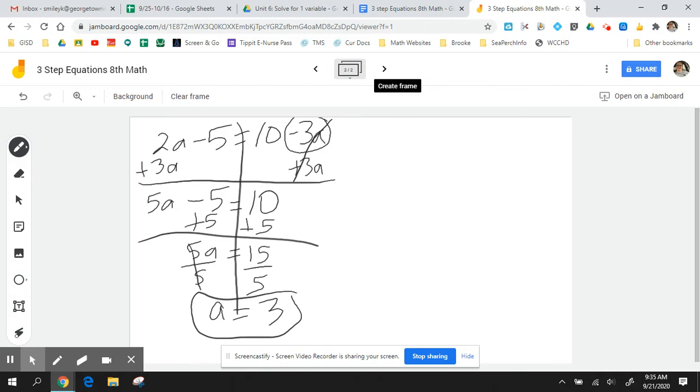Now, sometimes you might not get a whole number. It's okay to get a decimal or a fraction as an answer. All right, if you want to double, triple check, you can always go plug it back in to where that letter, that variable is, and see if you did it correctly. Now, I'll do one more.